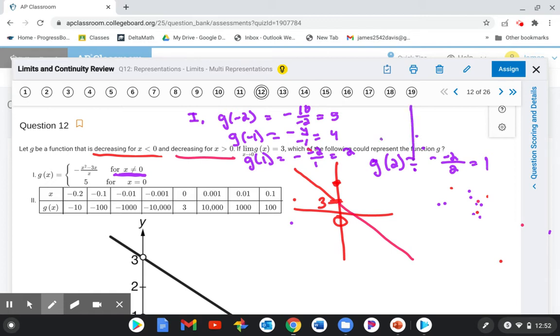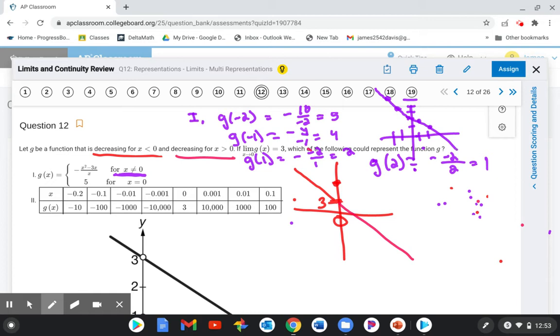So basically what we've determined, this function, at -2, we're up at 5. At -1, we're at 4. At +1, we're at 2. At 2, we're at 1. So this function is definitely decreasing from both directions, right? It's going down like that. It's some sort of linear function, it looks like. It's not quite linear, but you get the idea there. So it is decreasing in both directions.